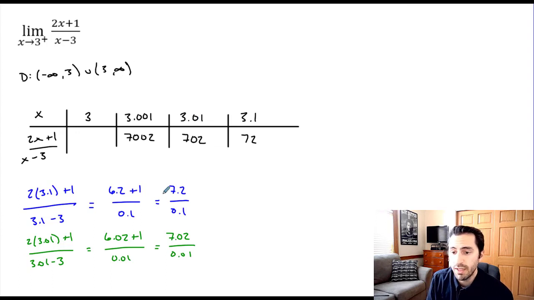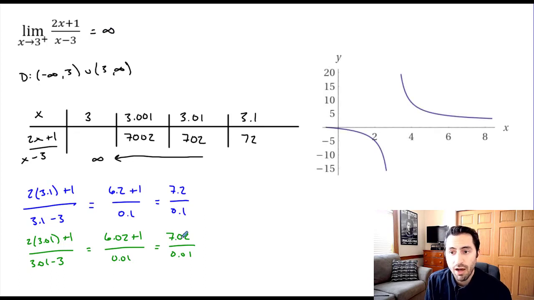Okay, so I filled in the table of values, and as we can see from our function values here, we have 72, 702, 7002. As we're approaching 3 from the right, these values for my function are increasing without bound. As I get closer and closer to 3, these numbers are going to keep getting bigger and bigger. So I can say that this limit is equal to positive infinity. And again, if we take a look at the graph of this function, as I come from the right-hand side, I can see that my function values are shooting up and they're getting very, very large. So our limit is equal to infinity.